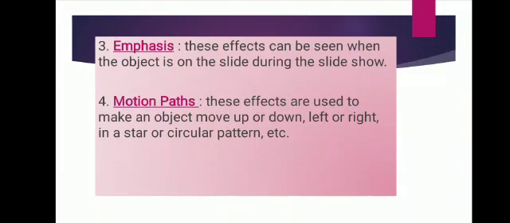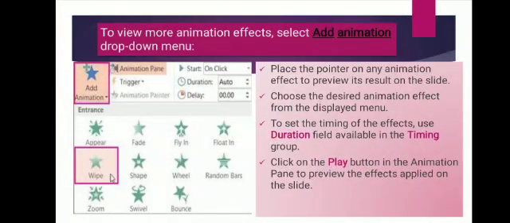Now you can apply any one animation effect to an object by using these options in the Animation group. To view more animation effects of each type, select the desired option available on Add Animation. See, when you click on Add Animation, these more options will appear on your screen. Place the pointer on any animation effect to preview its result. When you place the cursor here or click here also, it will show a demo, means how it will work. Now choose the desired animation effect of your choice.